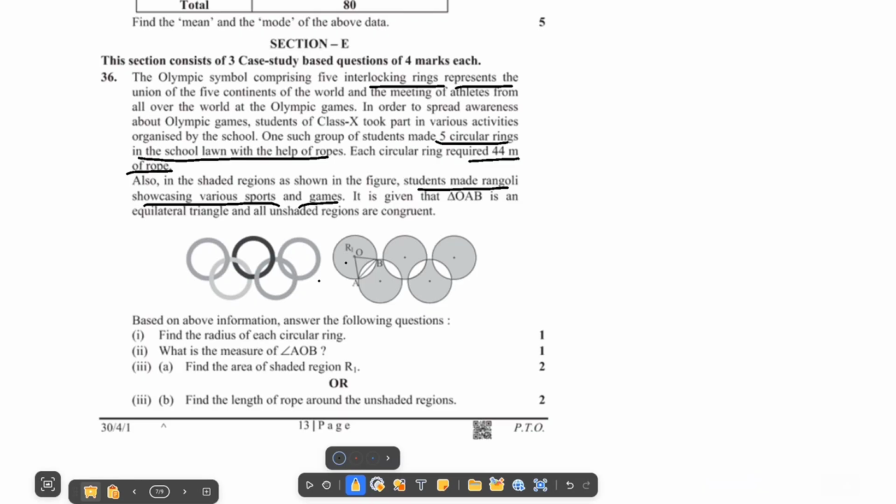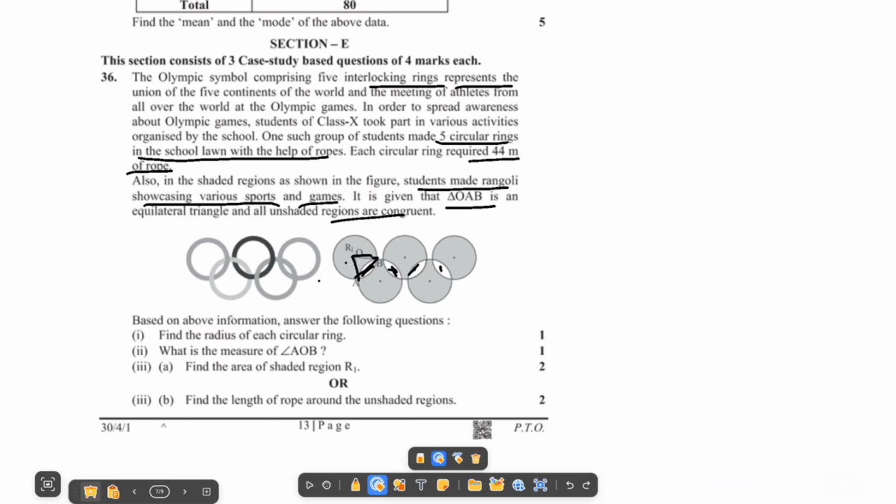It is given that triangle OAB is an equilateral triangle. So this one, triangle OAB, is an equilateral triangle, and all unshaded regions are congruent. So all these white unshaded regions are congruent, meaning the same.